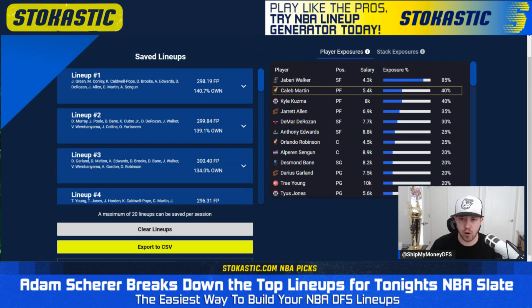We're getting to Caleb Martin at $5,400, 40% of the time. He's projected for about half the ownership. 8K Kyle Kuzma showing up 40% of the time. He is also projected for about half the ownership. Getting to Jared Allen, who has power forward eligibility, 35%.